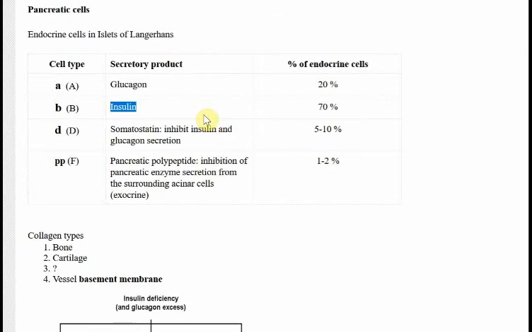for that to occur. I think it may also be worthwhile just to recap the different secretory products of the pancreas. Alpha cells secrete glucagon, which raises the blood sugar. Beta cells secrete insulin, which lowers blood sugar. Delta cells secrete somatostatin. I remember statin, so static, so basically everything stays the same. It inhibits insulin and inhibits glucagon secretion.